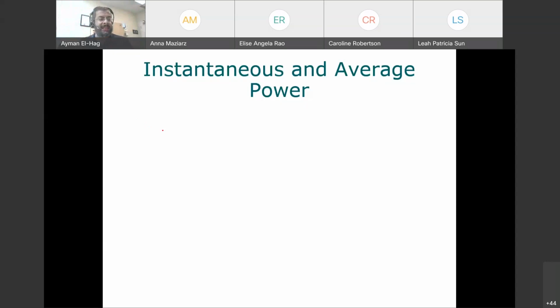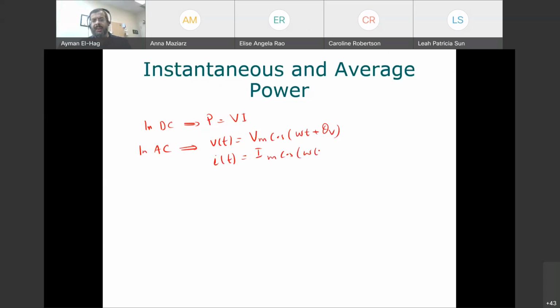Now we know from DC circuits that the power is simply V times I, when everything was a scalar. But now we have AC, and in AC it's different. In AC we have the voltage v(t), a function of t, with a peak value Vm cosine(omega t plus theta v), and a current i(t) equal to Im cosine(omega t plus theta i). So we have an angle for the voltage and an angle for the current.